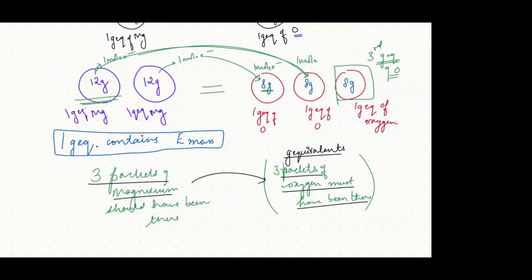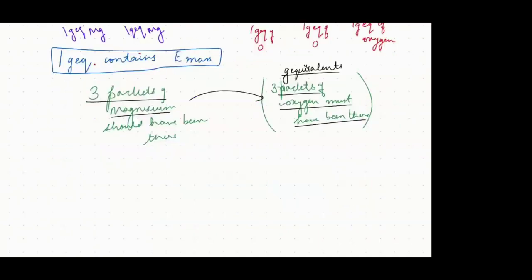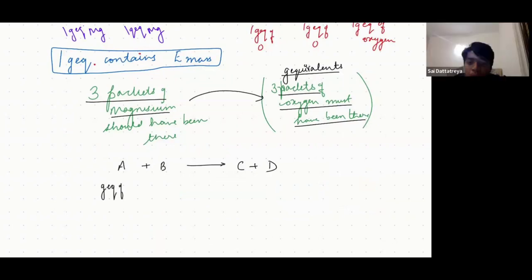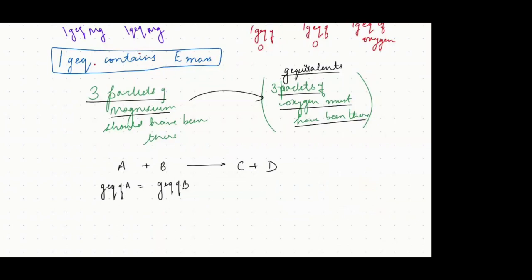So this is the law of chemical equivalence. It says if we do not know the balanced equation, one thing is definitely sure: if I have an equation A plus B gives me C plus D, then definitely the number of packets, that is the gram equivalents of A, must be the same on both sides. They must be equal to the gram equivalents of B, and hence they would produce a gram equivalent of C, and that would also be equal to the gram equivalents of B.